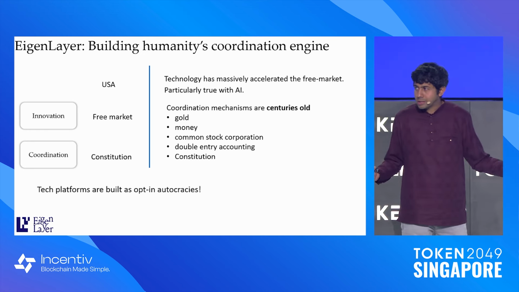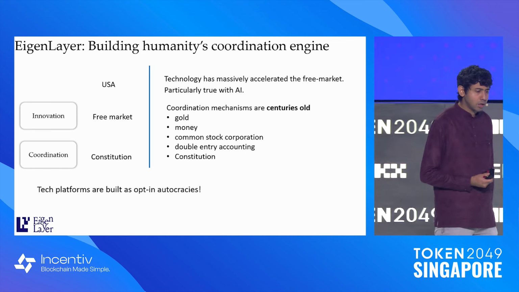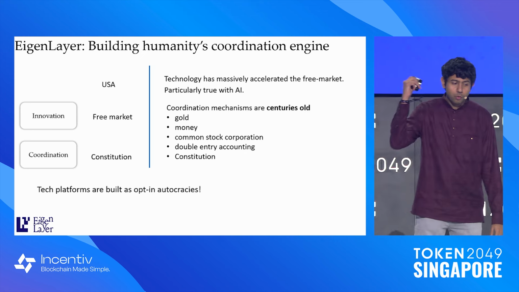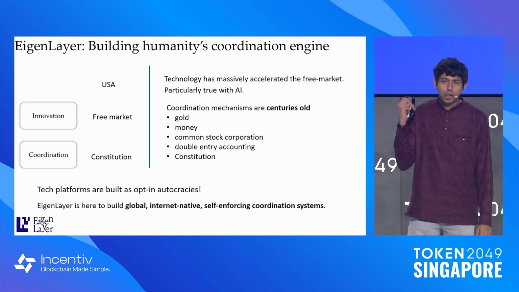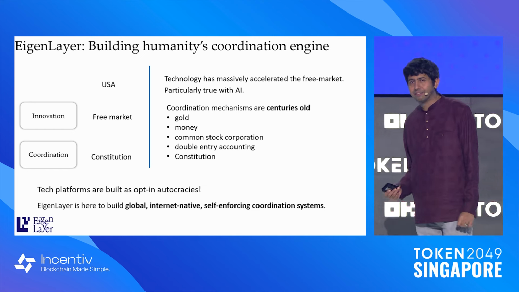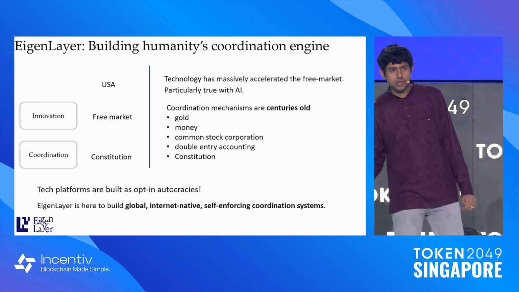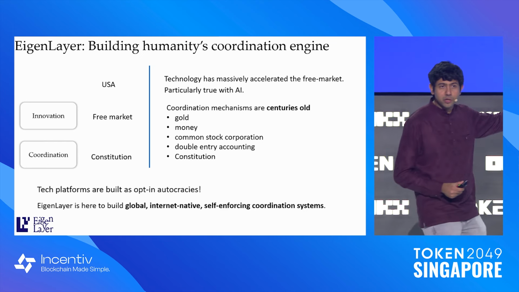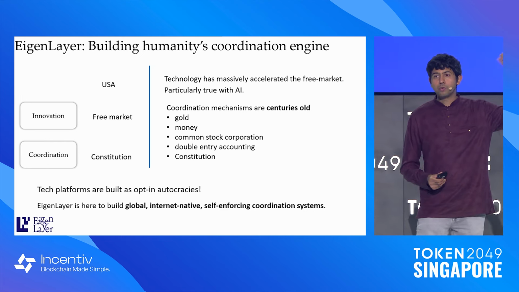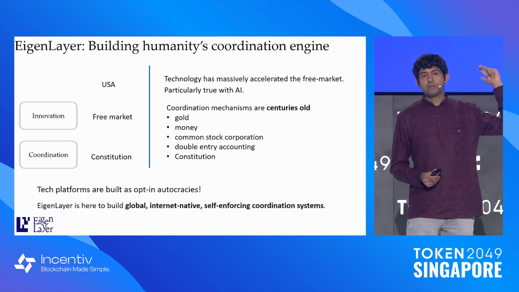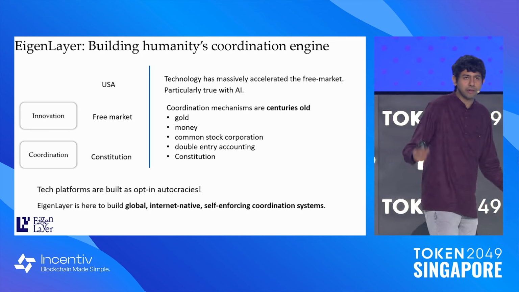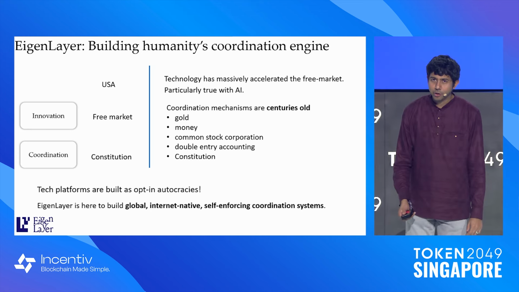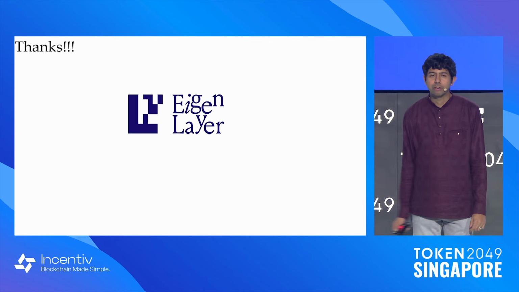And tech platforms are no good. They're all autocracies run by single monarchs. We want to provide an alternative. And EigenLayer is here to build global, internet-native, self-enforcing coordination systems. Coordination systems which do not trust an authority, which do not trust a majority, which do not trust a committee. They enforce themselves correctly. That's what we're here to build. And we're really glad you're here with us on this journey to invent. Thank you.